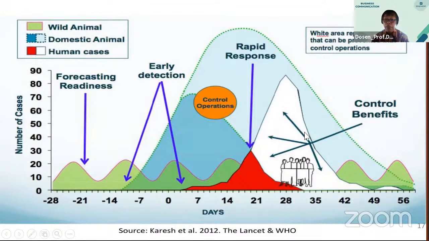If you look at this picture, this is if we don't have a control, we don't have a rapid diagnostic test, we don't have forecasting readiness, and the problem will be very high. But then if we have a control program, it will be reduced to a small one here, in human as well, from white to red. So this is the control benefit if we have done a One Health approach to managing disease outbreaks.